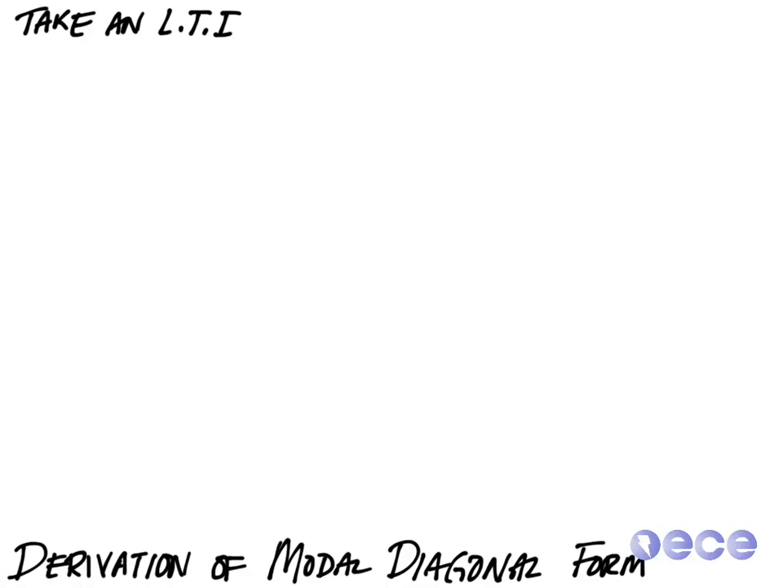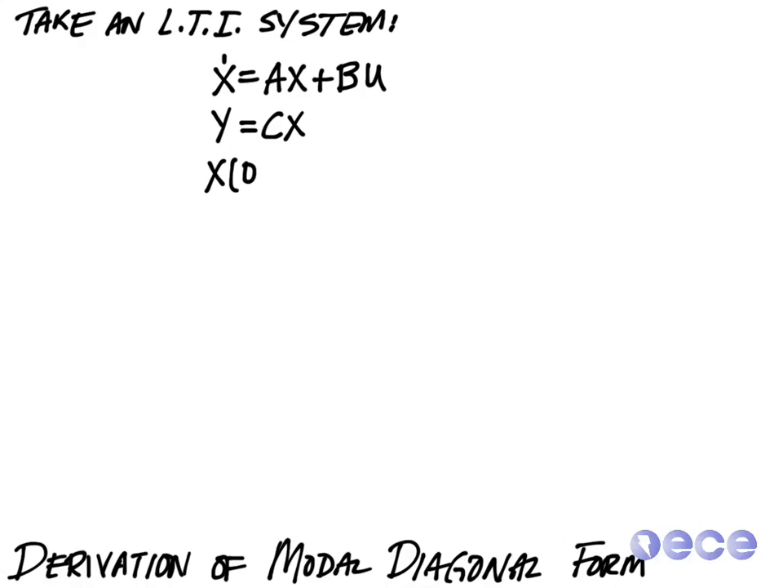So let's take our standard linear time invariant definition of a system. x dot equals Ax plus Bu, y equals Cx, and x at time 0 equals some vector x0. With this representation, we have our state update equation, x dot, which is how state changes with respect to time. Then we have our output equation, y equals C times x. And then we have our initial conditions, x of 0 equals x0.